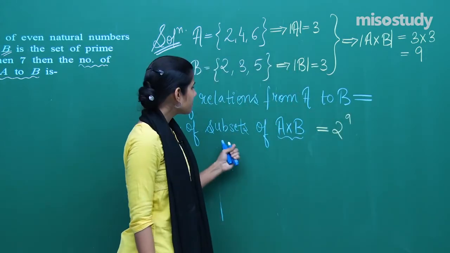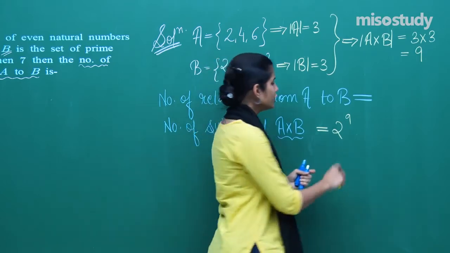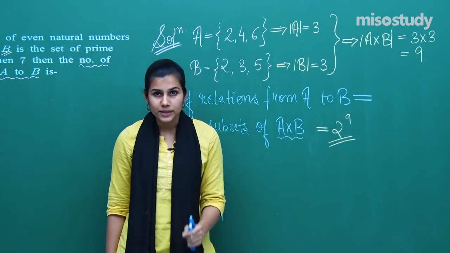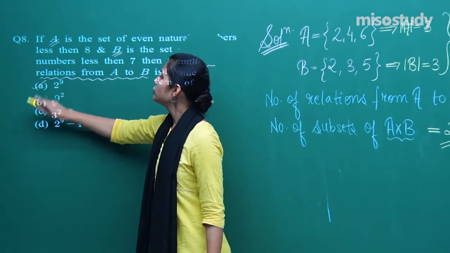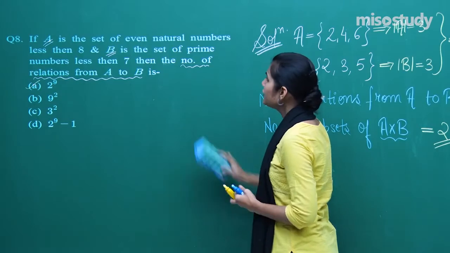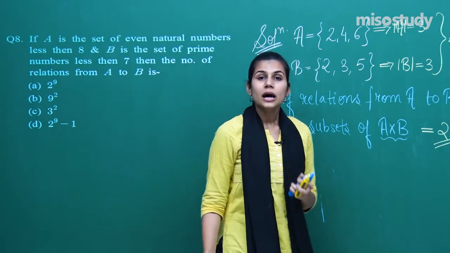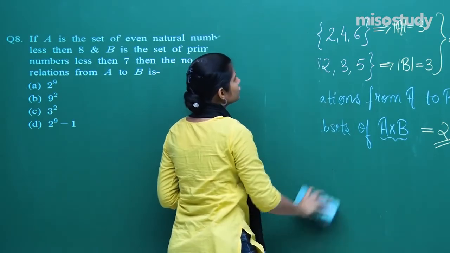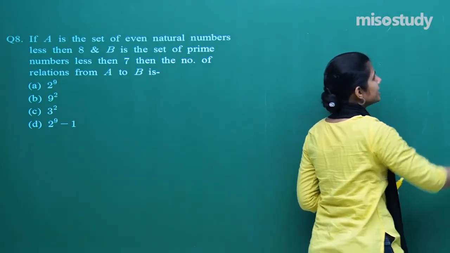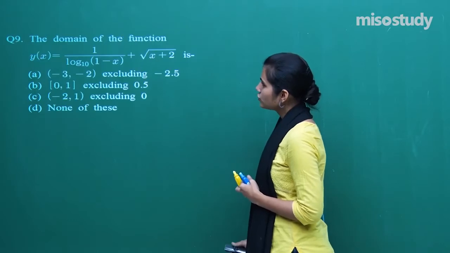That means the number of subsets of A cross B is 2 to the power 9, or I can say the number of relations from A to B is 2 to the power 9, because 9 is the number of members sitting in the set A cross B, and that marks option number A to be the correct option. That is how easily we dealt with this question, just by understanding the concept of the number of relations or the number of subsets of the set A cross B. Let's see what is our next question.